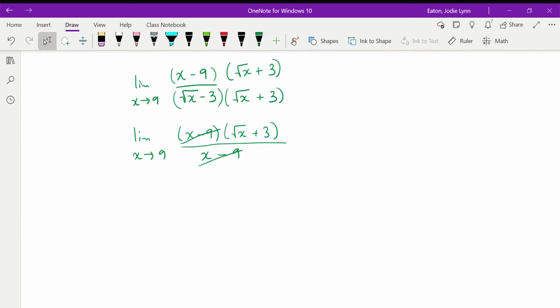So now I'm going to take the limit as x approaches 9, which is radical 9 plus 3. So this equals radical 9 plus 3, which equals 6. And that worked out very nicely.